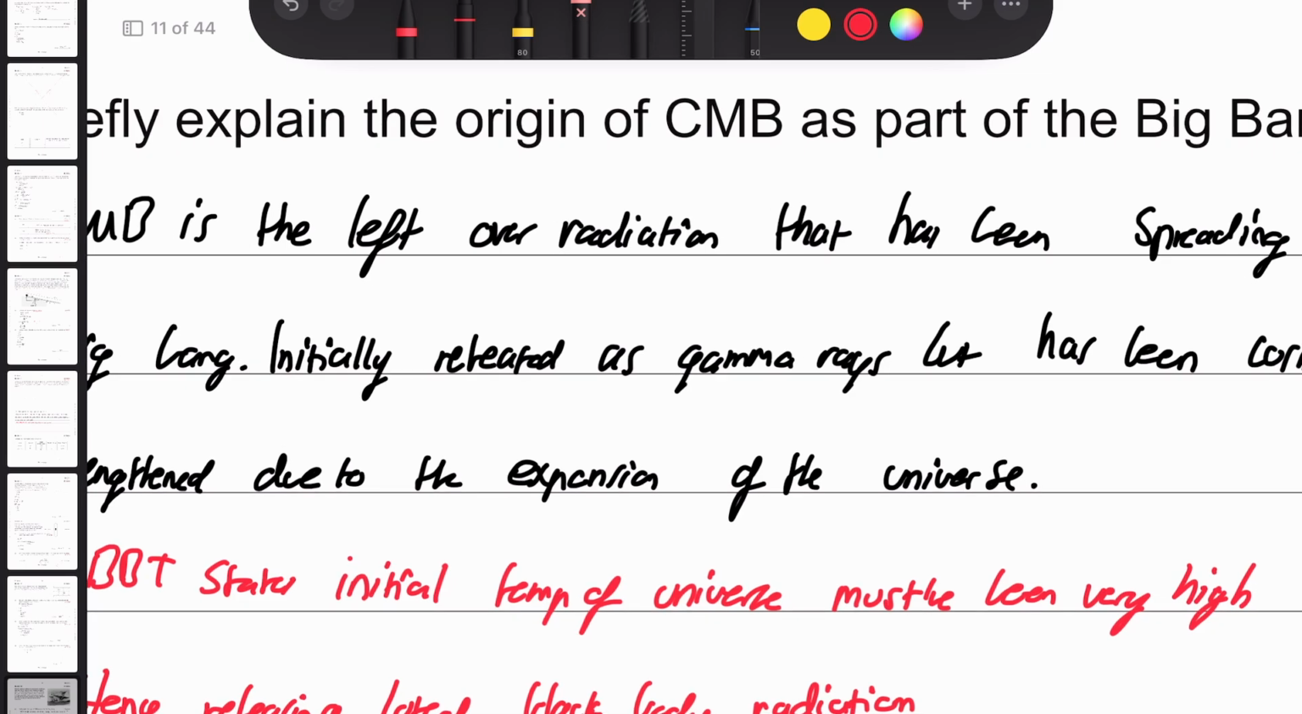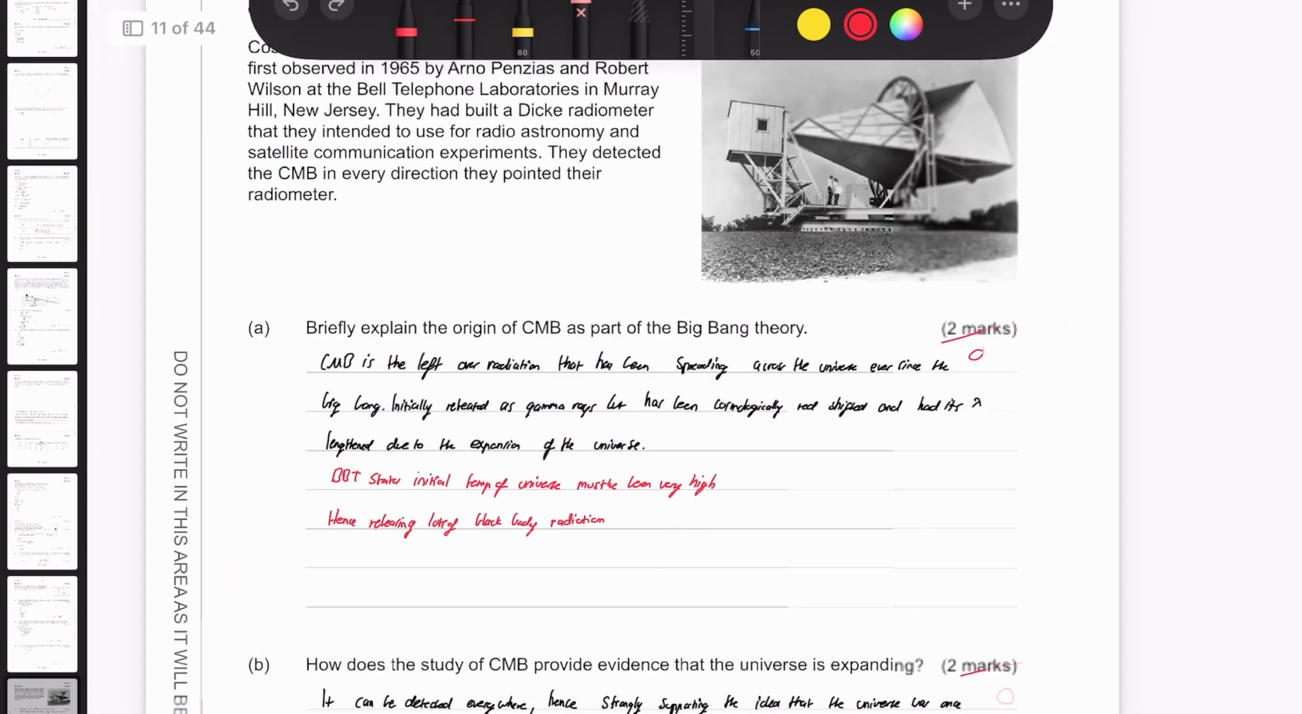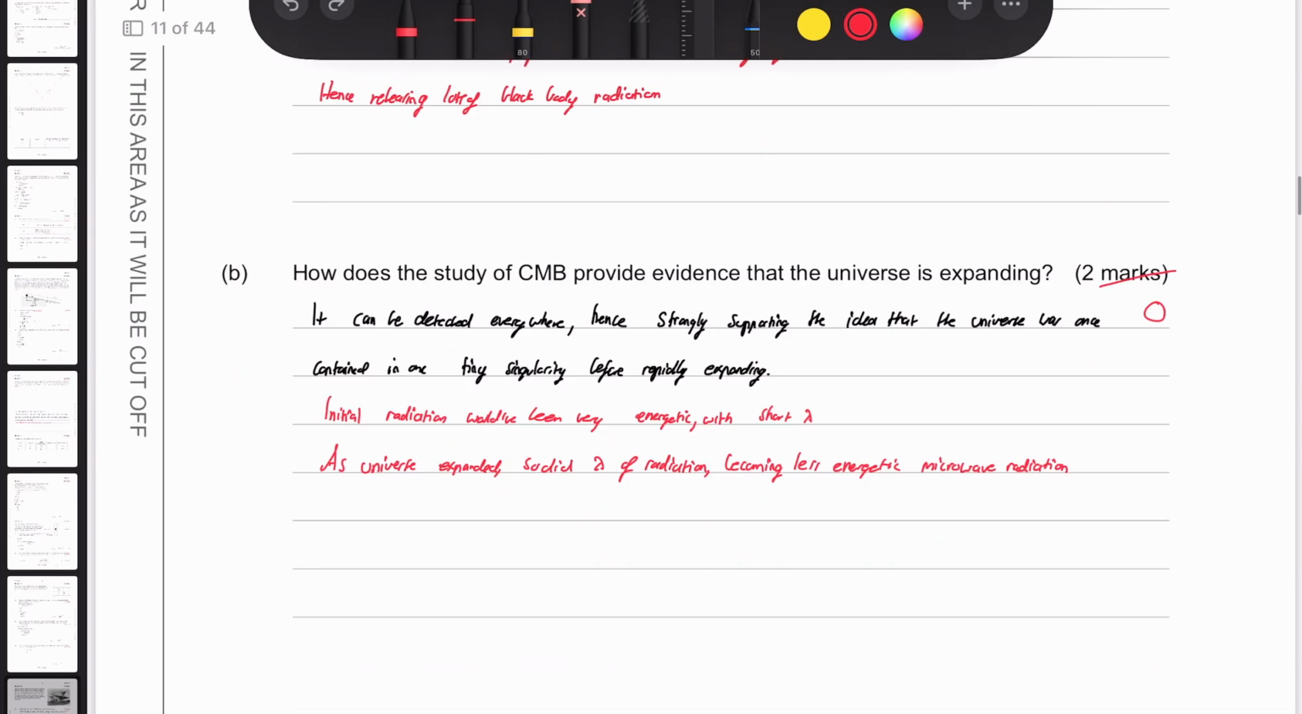I was contemplating, because I did say initially it releases gamma rays, for releasing lots of black body radiation. I was like, not sure. I didn't say radiation. I didn't say black body. So it's like, okay, whatever.